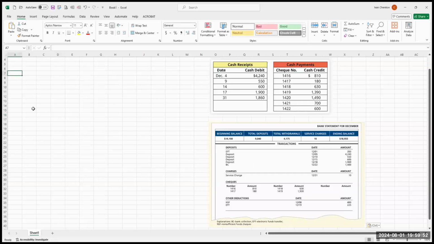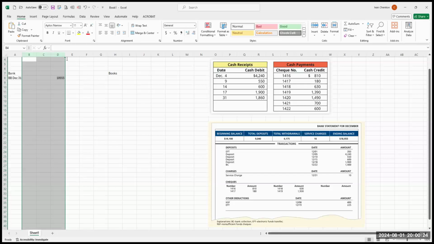So we have two sets that we have to do. We clearly have the books, and we clearly have the bank. So on one side, we're going to have the bank, and on the other side, we're going to have the books. For the bank, we're going to start with the beginning balance on December 31st. And as we can see, the balance for the bank is $18,955. We make some adjustments here to the numbers so you can see it clearly, in a format that's supposed to be more useful for you.